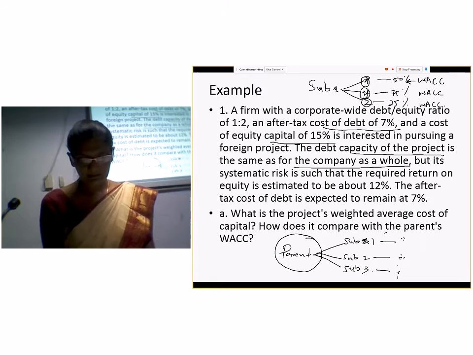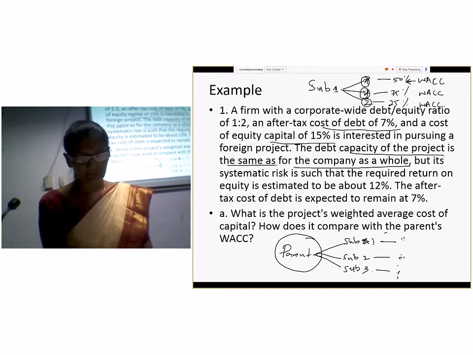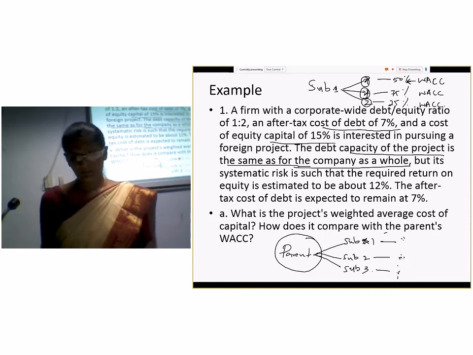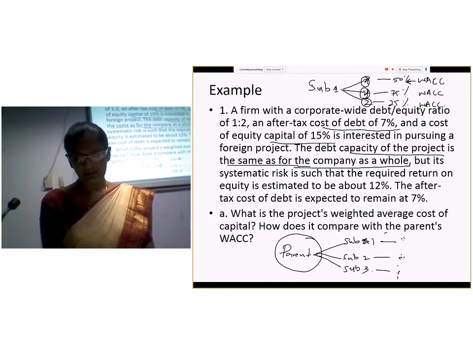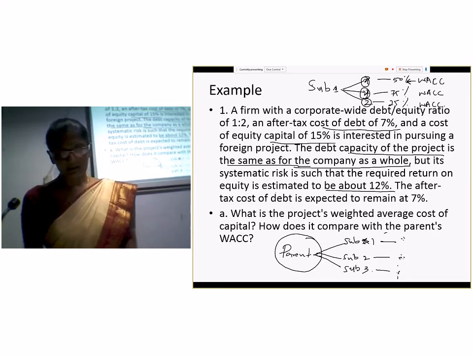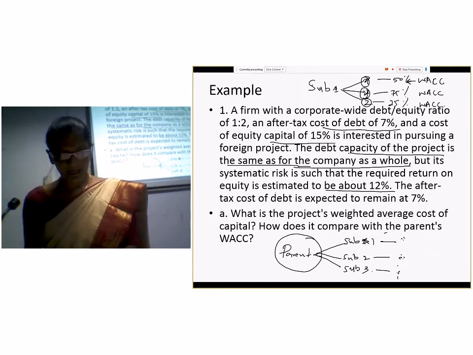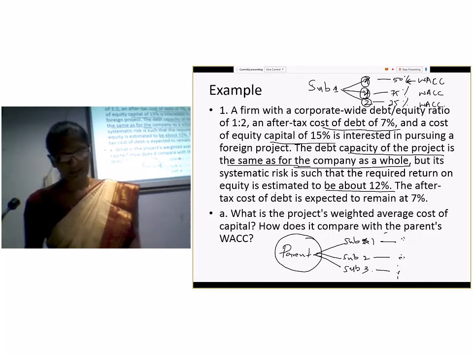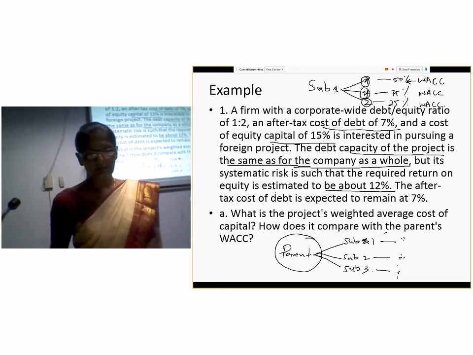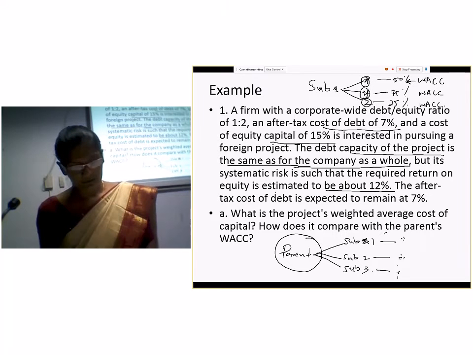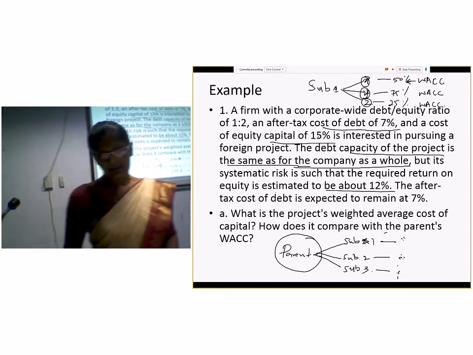This sentence is very important. The debt capacity of the project is the same as for the company as a whole, but its systematic risk is such that the required rate on equity is estimated to be 12%, right? So even though their debt capacity is the same as the firm, their systematic risk is different and the required rate for the project is 12%, which is different from this 15%. Okay, the after-tax cost of debt is expected to remain at 7%, right?